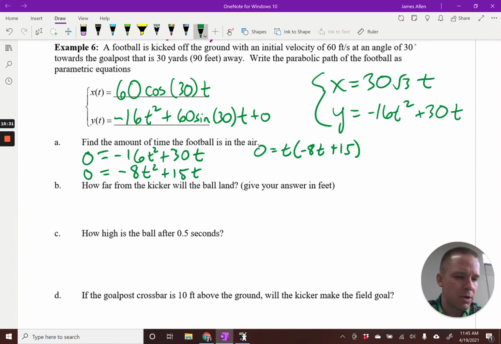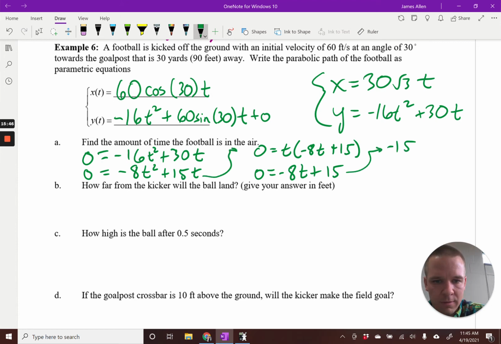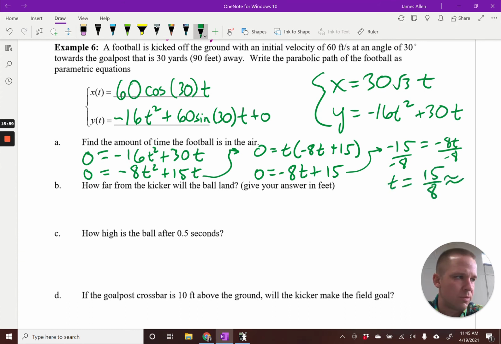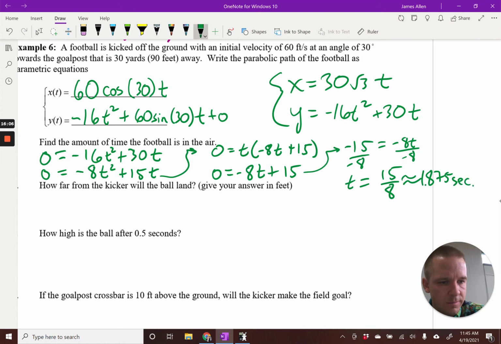So obviously one of the t's is going to equal 0, which isn't the one that I really want. The one that I really want is what's inside there. So negative 8t plus 15. If I subtract 15, I'd get negative 15. Sorry for the horizontal math here. Bad form. Equals negative 8t. Divide by negative 8, and I end up with t equals 15 over 8, or some decimal equivalent, 1.875 seconds.